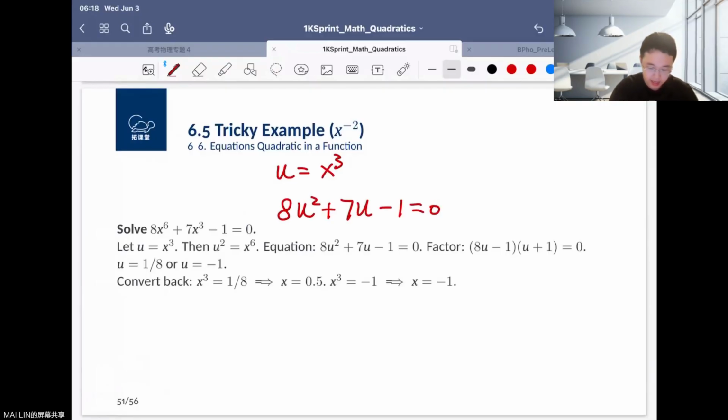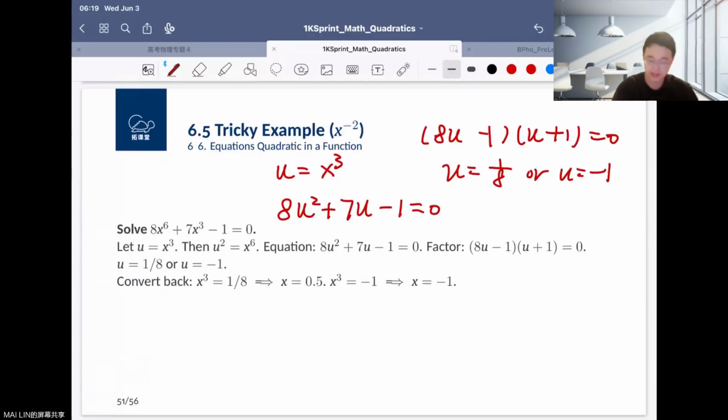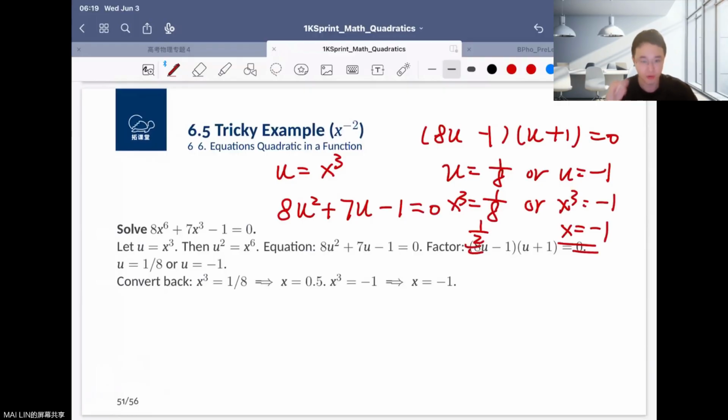That is it. And then you can factorize: here is 8u, here is u, here is plus 1, here is minus 1, equals 0. So you can solve that for u equals 1 over 8 or u equals negative 1, okay? So u equals x cubed, so here you can write that as x cubed equals 1 over 8 or x cubed equals negative 1. So here x equals a half or x equals negative 1, okay? That is how we can calculate the equations right here, okay?